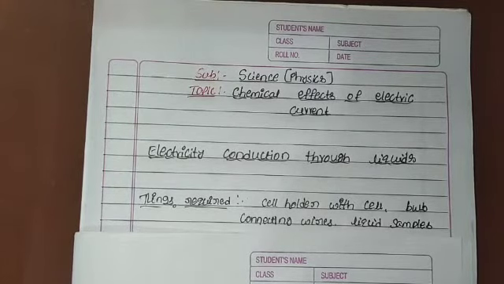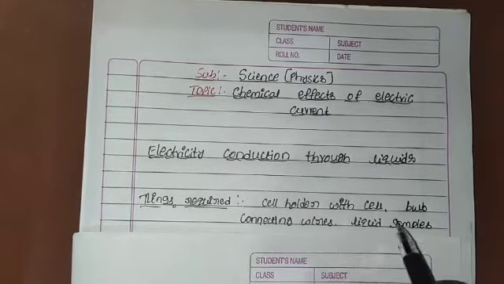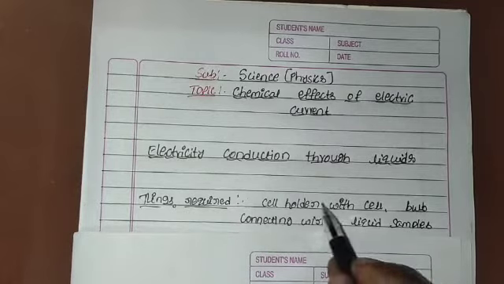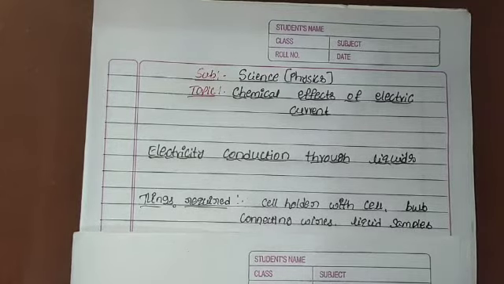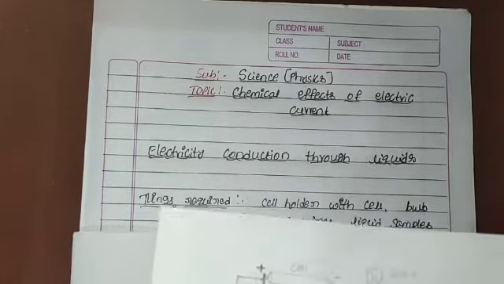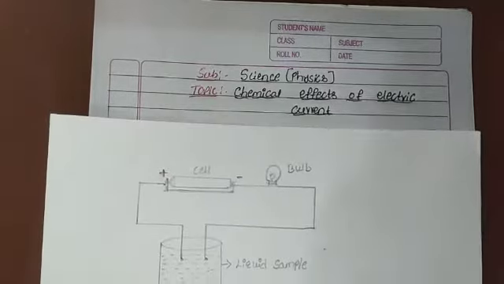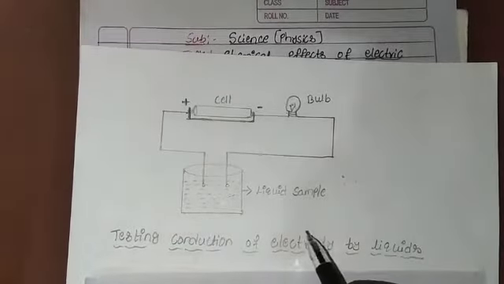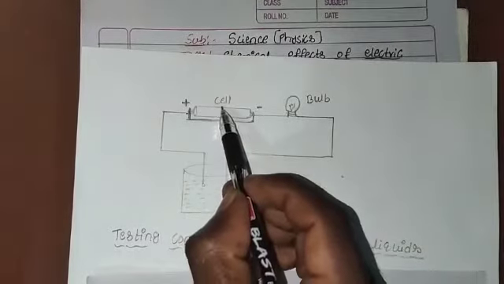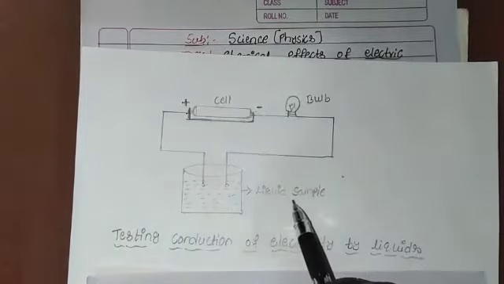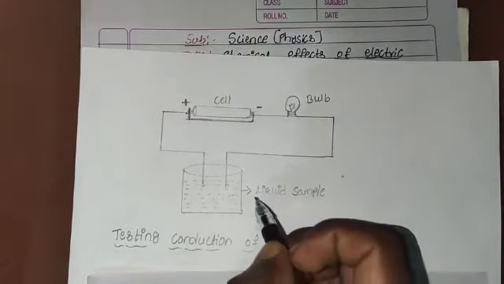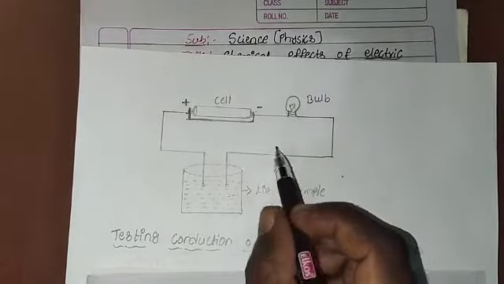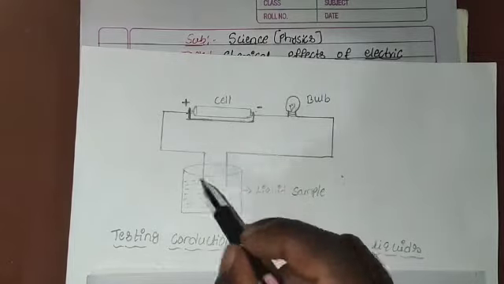At first we have to connect all the things. This is a circuit diagram for testing the conduction of electricity through liquids. We have a cell and cell holder, a bulb, and a liquid sample. First we have to make the connections as shown in the circuit diagram.